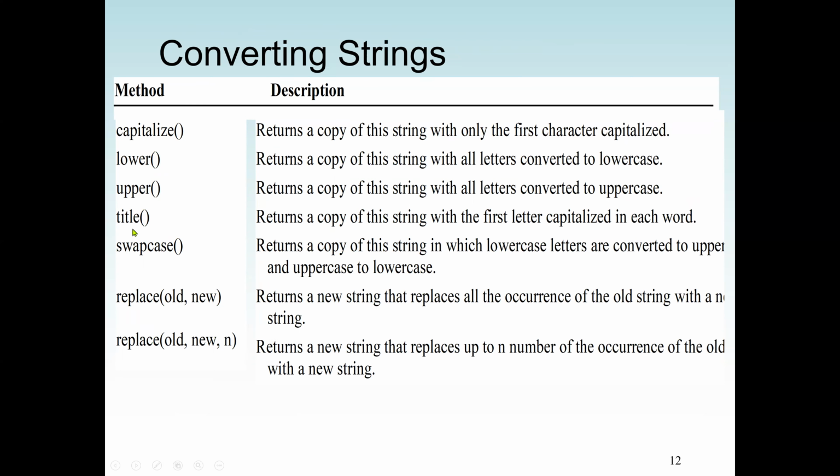Then the lower method will return a copy of the string with letters converted to lowercase. Then we also have the title method. This method normally returns a copy of the string with the first letter capitalized in each word. And then we have swapcase. This also returns a copy of the string in which lowercase letters are converted to uppercase letters, and uppercase are converted to lowercase. So that's why it's called swapcase.